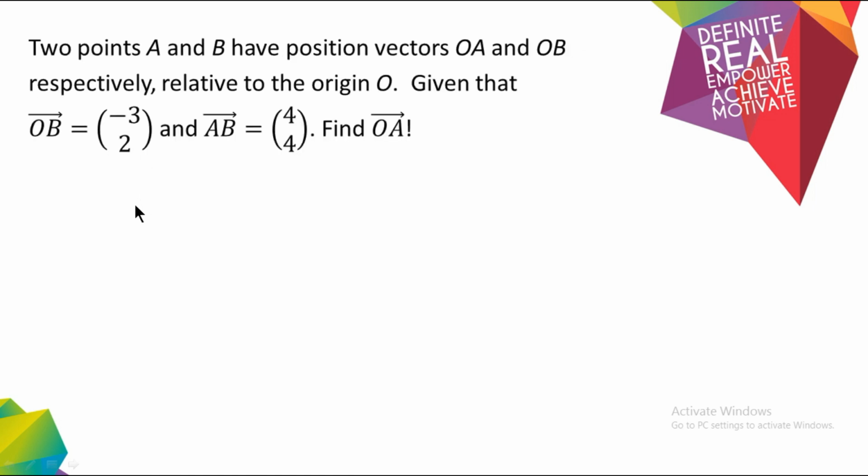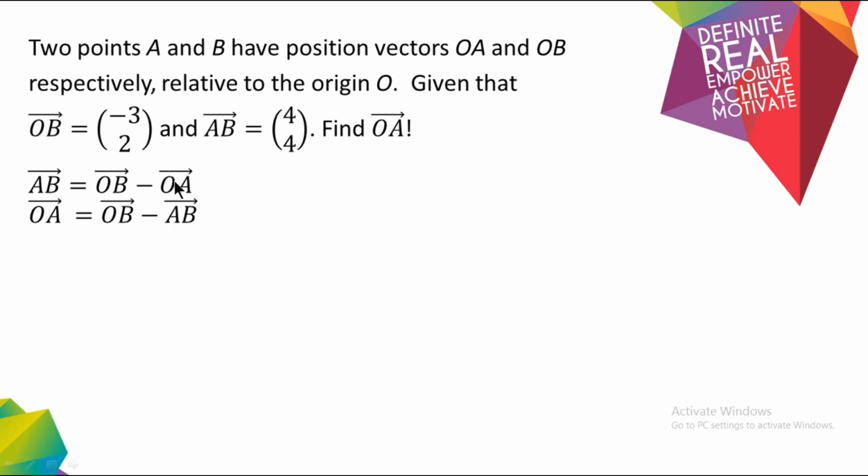How about this question? Two points A and B have position vectors OA and OB respectively relative to the origin O. Given that position vector OB equals (-3, 2) and vector AB equals (4, 4), find vector OA. We know that vector AB equals OB minus OA. So vector OA equals vector OB minus vector AB.